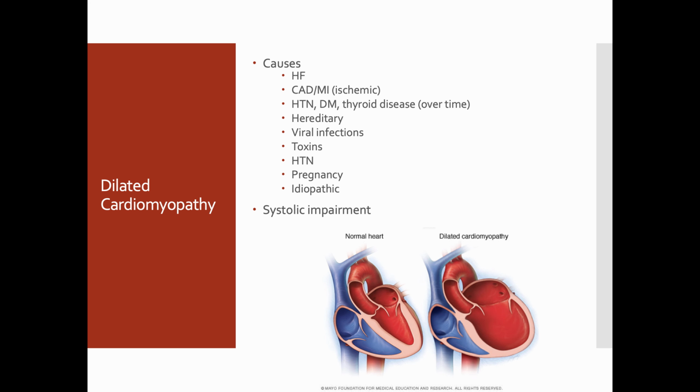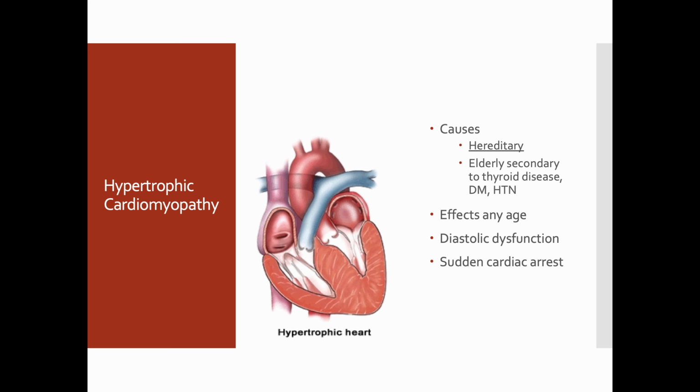So we see this following certain viral infections. We see it from toxins. We see it from long-standing hypertension. We can see it after pregnancy. But again, as I said, by and large, the most commonly encountered form is the ischemic form, where people have had MIs that cause the heart to not be able to meet the metabolic demand of the body because of the systolic impairment.